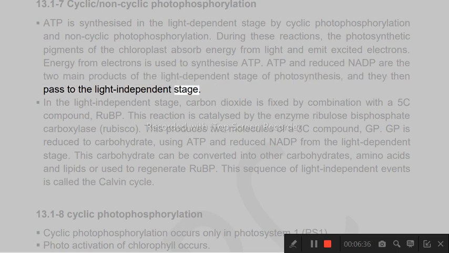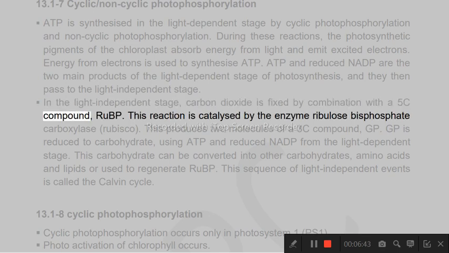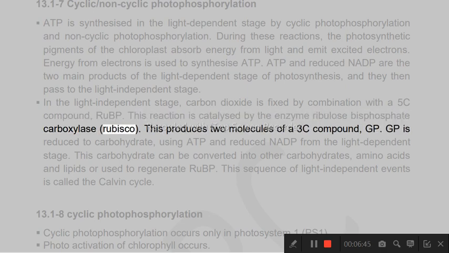the light-independent stage. In the light-independent stage, carbon dioxide is fixed by combination with a 5C compound, RuBP. This reaction is catalyzed by the enzyme ribulose bisphosphate carboxylase, RuBisCO. This produces two molecules of a 3C compound, GP.